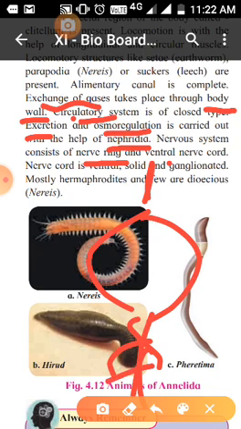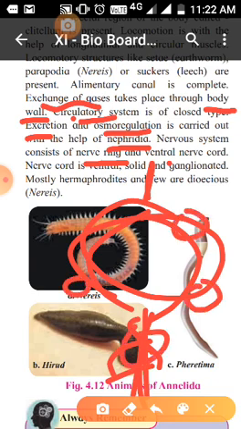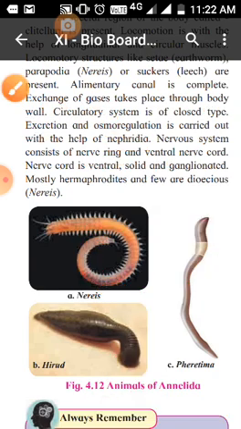The structure of the nervous system is like this: they have one nerve ring and nerve cords. The nerve cords are solid, and in some places there is a swelling, and those swellings are called ganglia. Those ganglia are just collections of nerves. Okay, you don't get confused. So what are the nerve cords like? Solid and ganglionated. They are thickened in some of the areas.